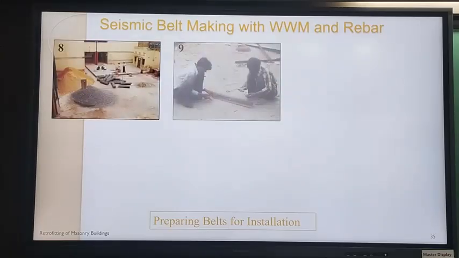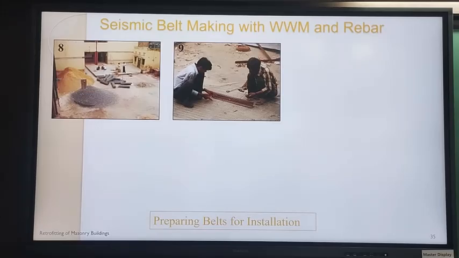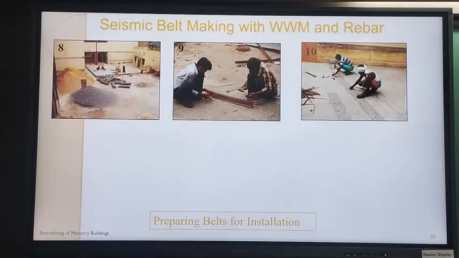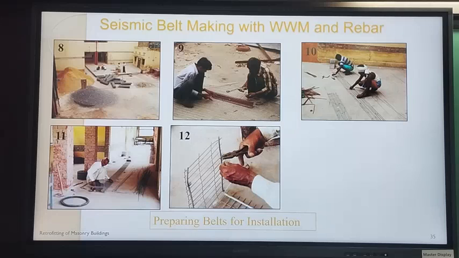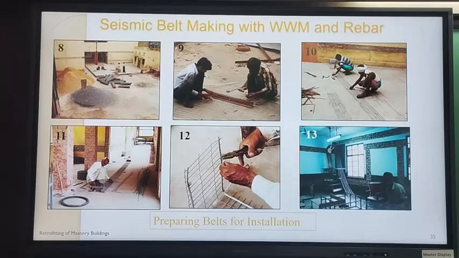And now this is the belt making. Here you can see the weld wire mesh bundles, they are opened up, and then as per the specifications, the belts are cut, and if required, then reinforcement is added to it. As you can see here, 6 mm bars are added to it, and once the whole thing is ready, the wall surface is also ready. So 3 or 4 individuals will pick it up and anchor it on the wall.